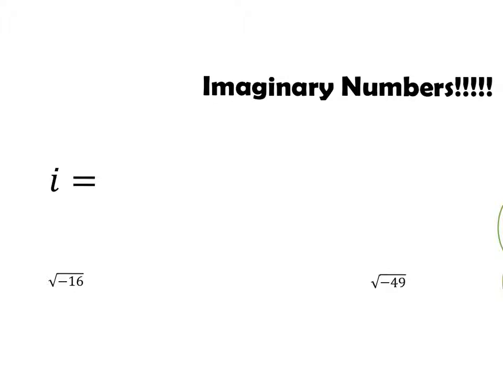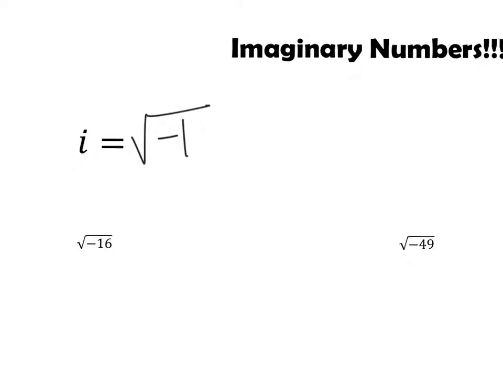And I know you're like, oh my gosh, imaginary numbers are going to make my life so complicated. They're really not. I know that the fact that it's imaginary seems a little bit scary, but here's really what you need to know. You need to know that i represents the square root of negative 1. So if I look at the square root of negative 16, I can't simplify this because there is no way to multiply a number by itself and get a negative 16.